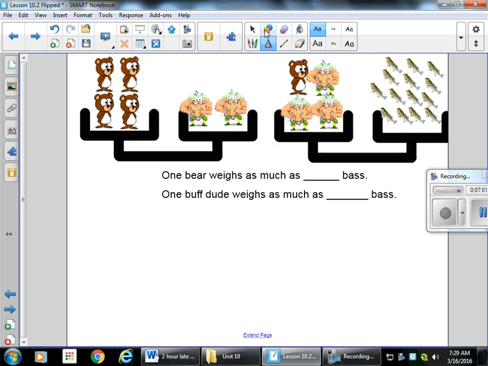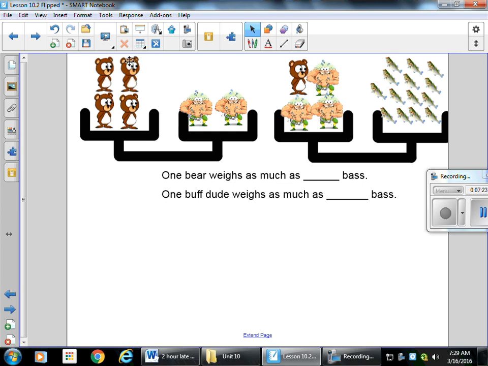All right, right here. We have a buff dude. We've got a bear. We've got some bass. Well, what do we know right here? We know we've got 4 bears and we have 2 buff dudes. That looks like 1 buff dude weighs the same as 2 bears. Oh, we don't need to know that information, but over here we can do some transforming. We have to know what 1 bear weighs the same as how many bass?